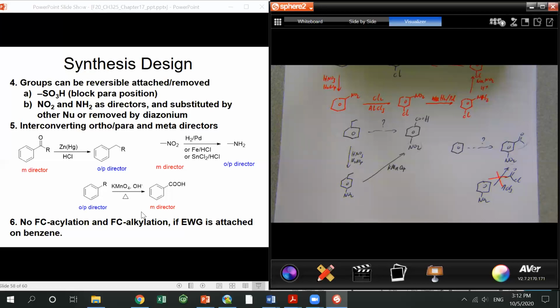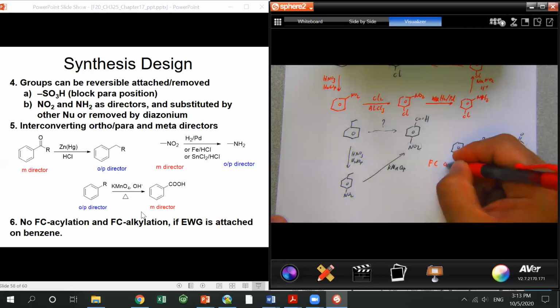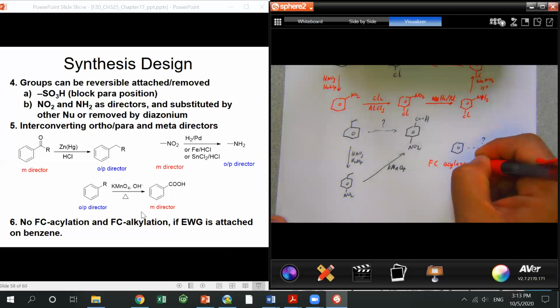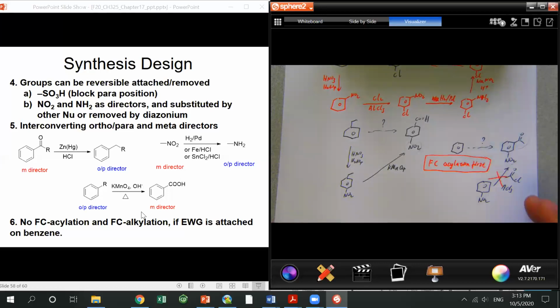That means in any situation, if you need the acyl group on the benzene ring, you do the FC acylation first, and then the other reactions. So keep in mind, if you have the acyl group on the benzene, do the acyl group first.